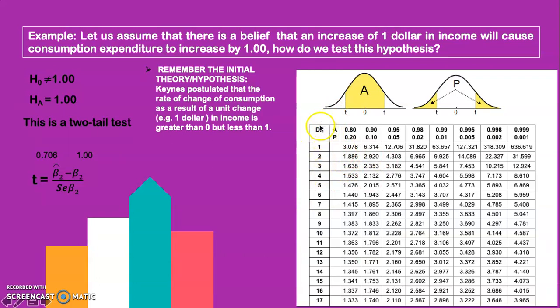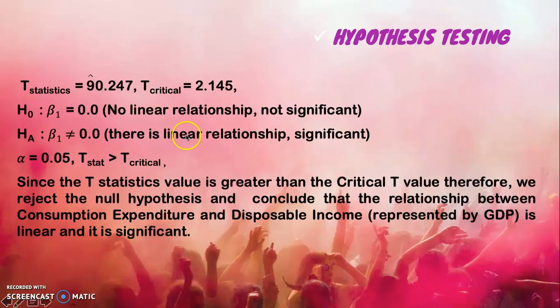This is the degree of freedom column. We're going to look for 14 and trace it to find what the value of t critical will be under 0.05, that is our alpha value. Alpha value is 0.05. Check what the t critical value is between the degree of freedom of 14 and 0.05. The value shows us 2.145. Then you compare 2.145 with the t statistics value.